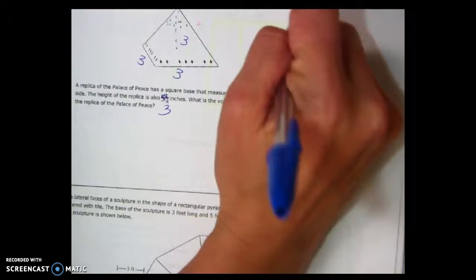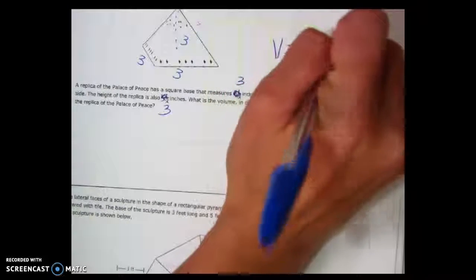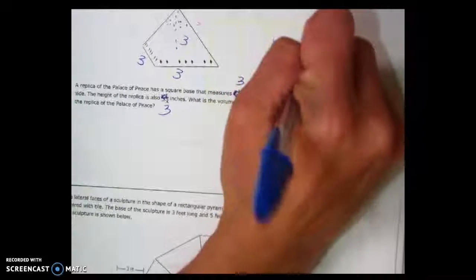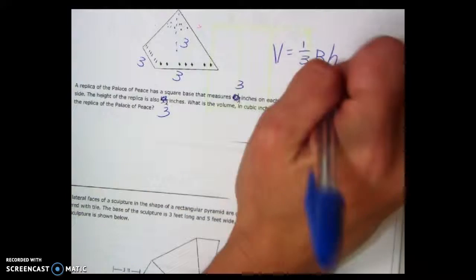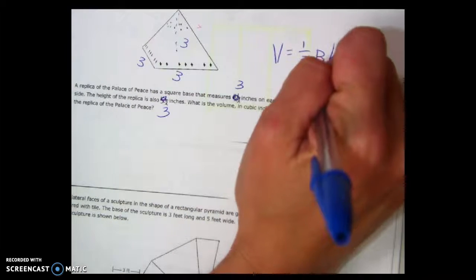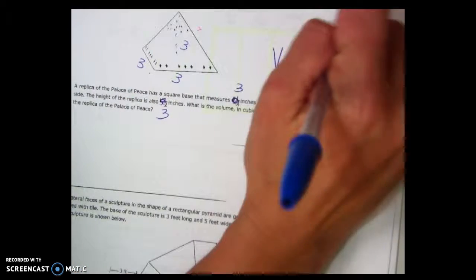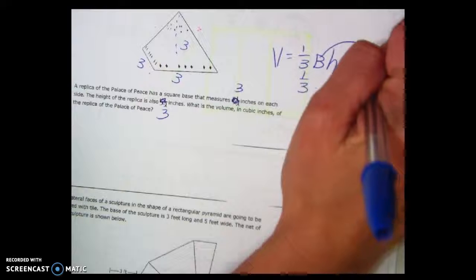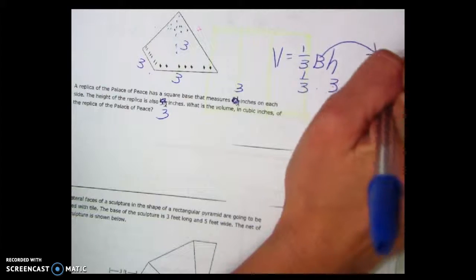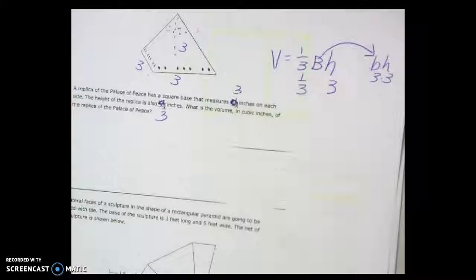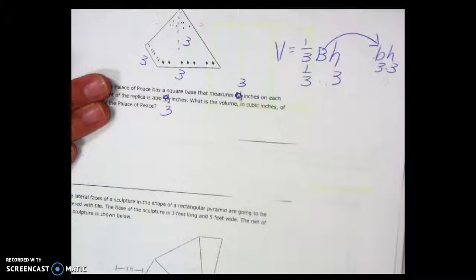So volume of a pyramid is 1/3 base times height. So 1/3 tells me the height is 3. Now don't plug in a 3 for the area of the base. The length of the base is 3, but you have to find the area of the base. Okay, so find the area of the base and come back and plug it in and then solve for your volume.